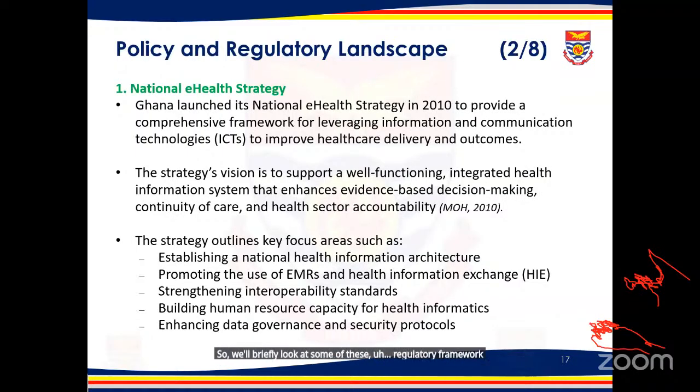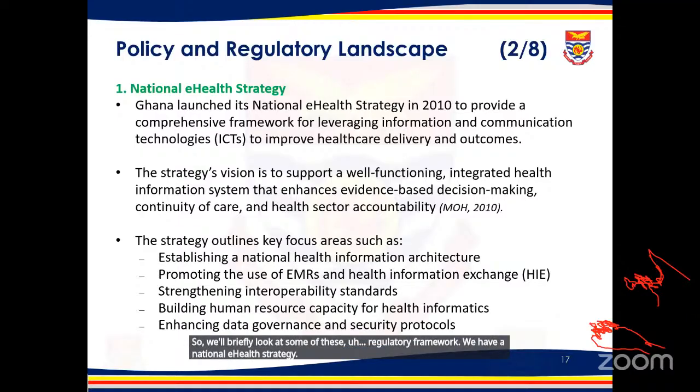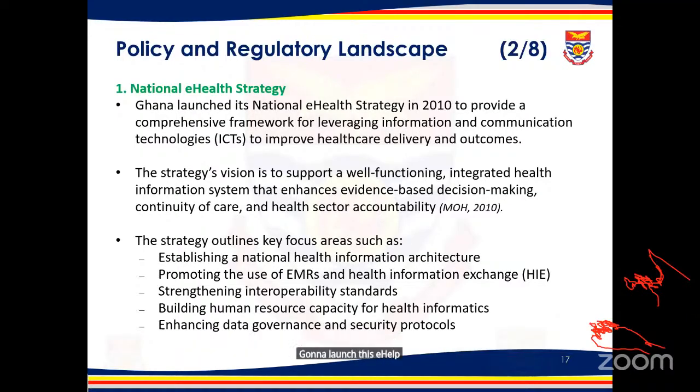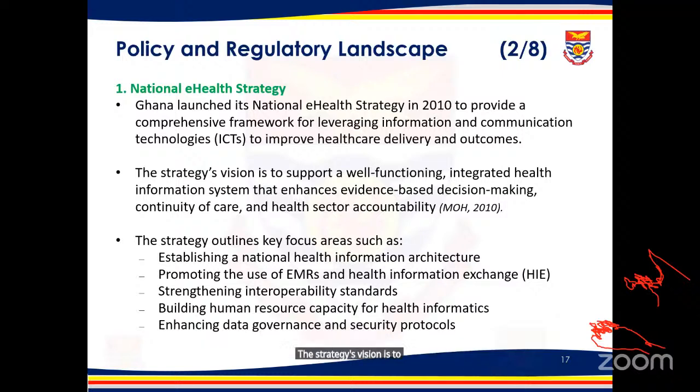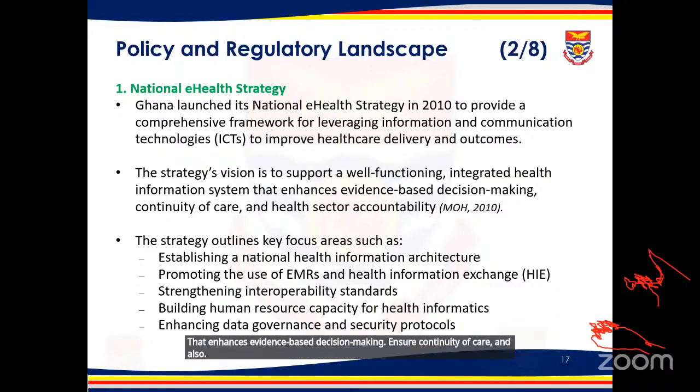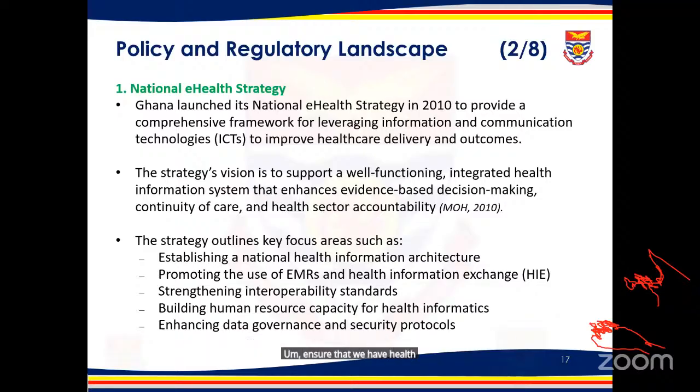We have the National E-Health Strategy. Ghana launched this e-health strategy at some point in 2010 to provide a comprehensive framework for leveraging information and communication technologies to improve healthcare delivery and outcomes. The strategy's vision is to support a well-functioning integrated health information system that enhances evidence-based decision-making, ensures continuity of care, and also ensures that we have health sector accountability.